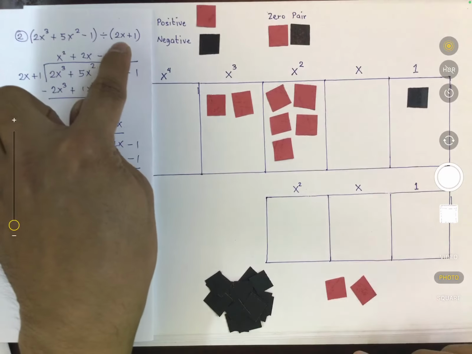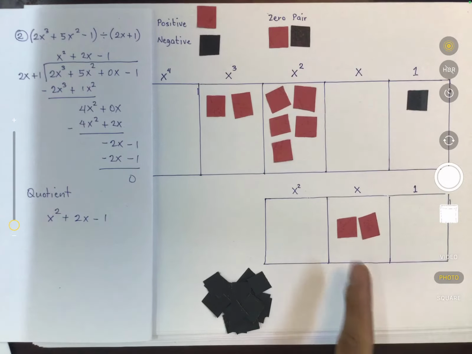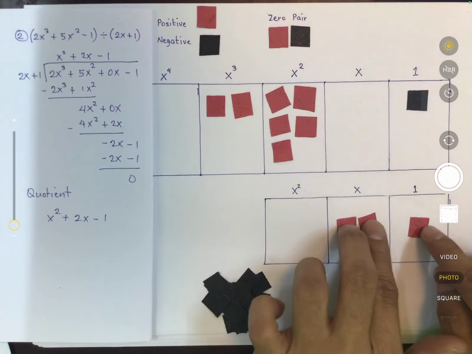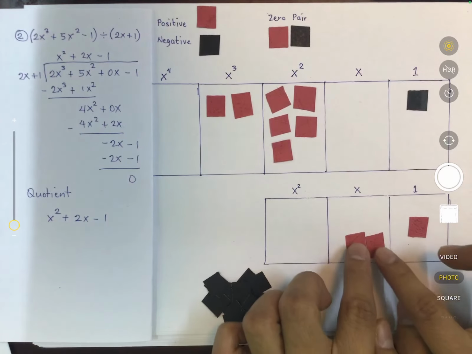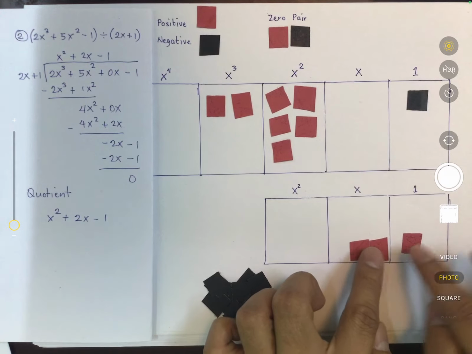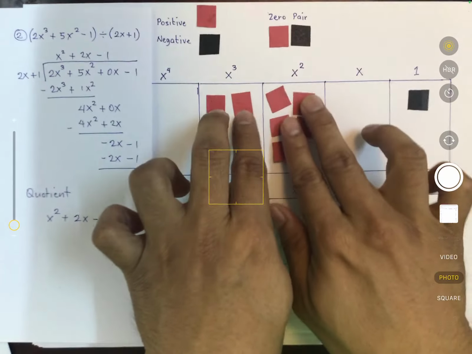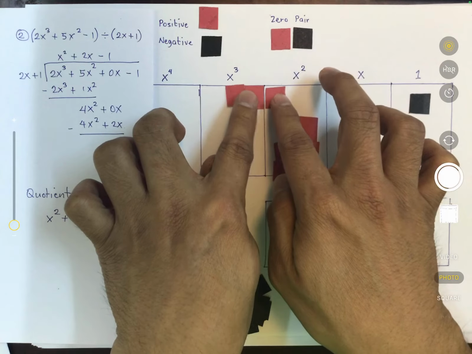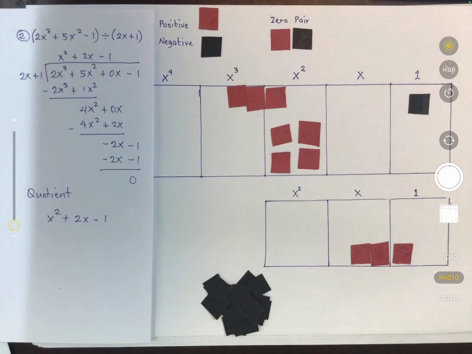Then for our divisor, 2x plus 1, it is represented with this one. 2 tiles in the x box, then 1 tile for the constant box. And we are now ready to do the pairing: a group of 2 red and 1 red from the other box. So let's get started. From here, we can make a group of 2 and 1 from the other box. Our problem here is we have no other available tiles to form a group like this.